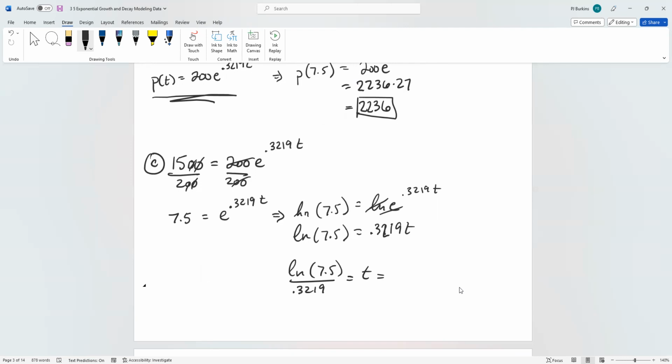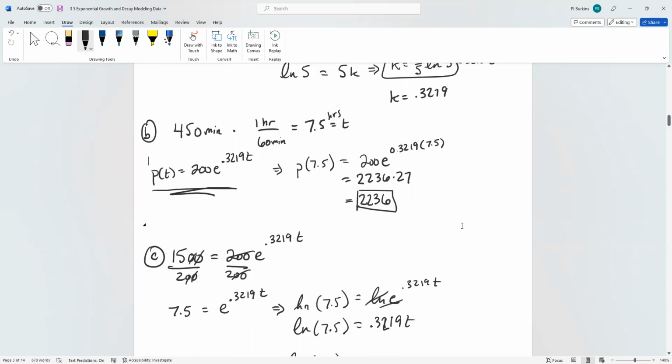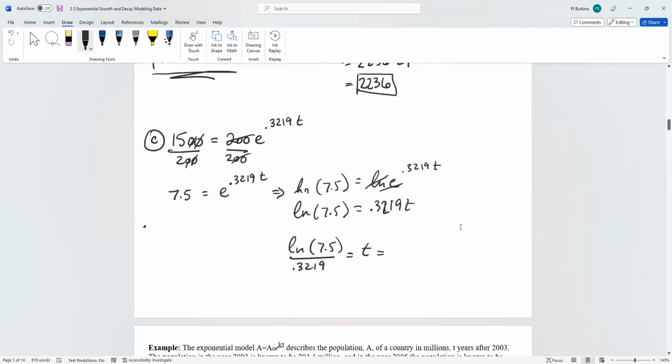And even better, if you want a really, really good solution, instead of 0.3219, you would plug in this. So I'll do both just to show you what the difference is, to see if it really matters in this case. So I did an approximation here. Let's cap it at 2 decimal places, so 6.26 hours.